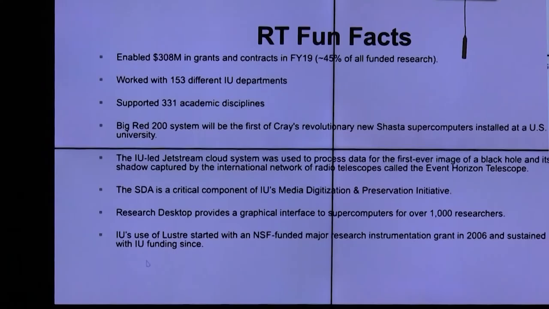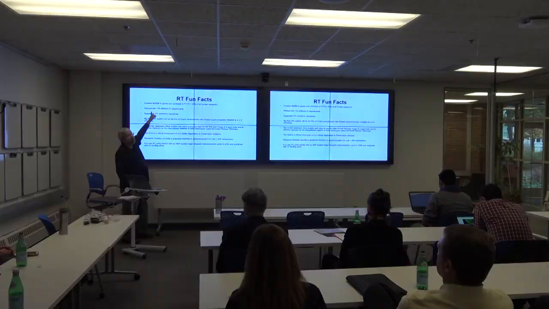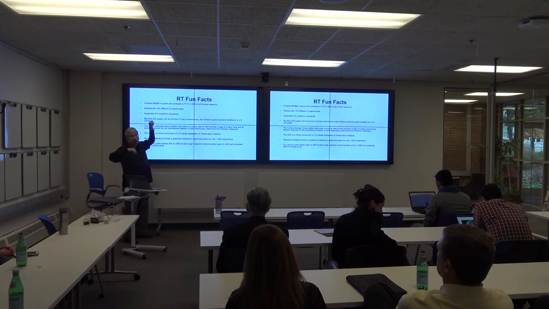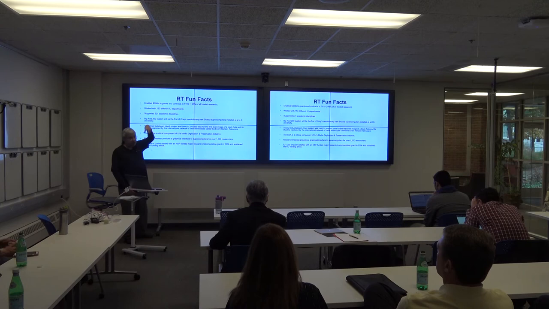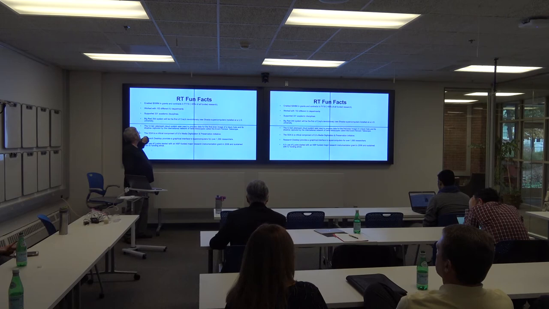So here are some of these statistics. $380 million in grants came in last year, fiscal year 19. We're in 20 now. 45% of that was funded research. This is that statistic I was talking about before. These are the dollars that researchers using our systems are bringing in, and that's how we were able to make the argument that we should be getting some of this. We work with 153 different departments, you know, English, whatever, and 331 academic disciplines, and the rest of this is just probably not of much interest.